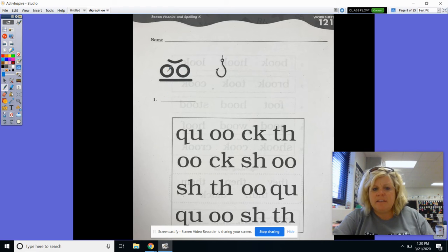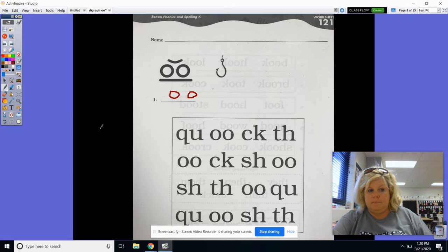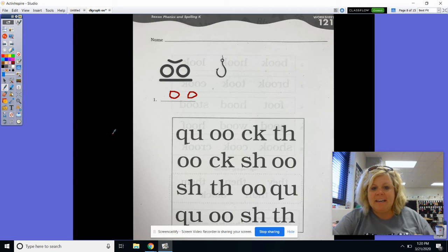So this is the letter O-O, the digraph, and it says ooh, all right? So when you see the picture card of the hook, what are you going to remember? O and O. Now be patient with Miss Rainwater trying to draw because I can't actually use my pencil. I'm having to use my computer tool, so it's not going to be quite as pretty, right? Okay, now let's go throughout and find all of the digraphs ooh together.